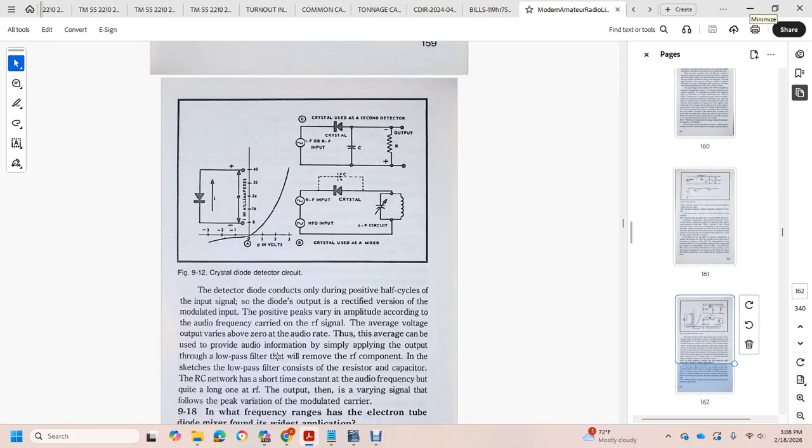The detector diode conducts only during the positive half cycle of the input signal. The diode output is a rectified version of the modulated input, with the positive peaks of varied amplitude according to the audio frequency carried by the radio frequency signal.